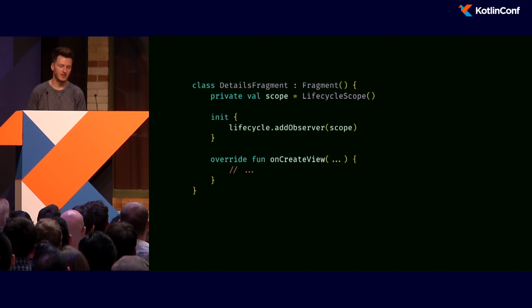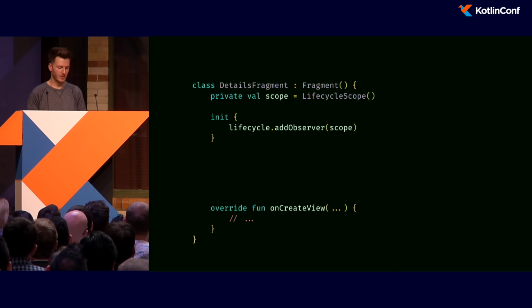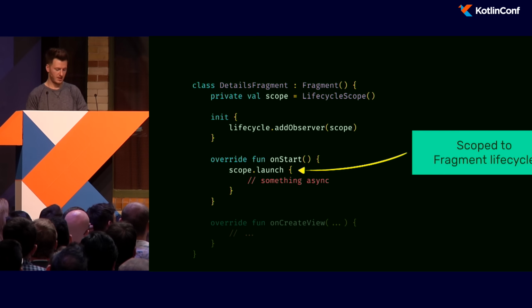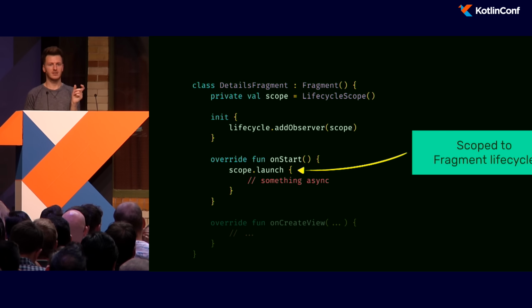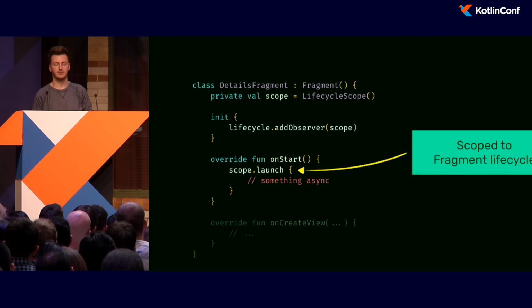And to actually use this is like this. You create an instance of that class. We're going to use a fragment here, but it could be anything really that exposes the lifecycle. You add the observer, and then to actually launch something in the coroutine, you have to call scope. And then the actual launch is scoped to the lifecycle of the fragment. Now, if you're using, I don't know, a lifecycle of a service, it'll be the same thing. Lifecycle acts as a really nice intermediary, so you can decouple a lot of the code.